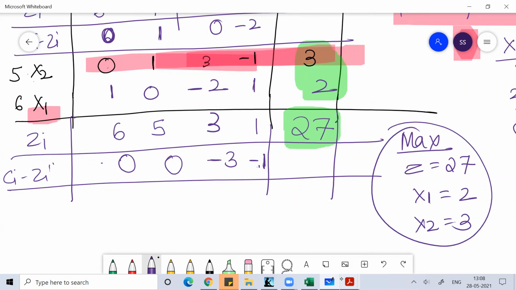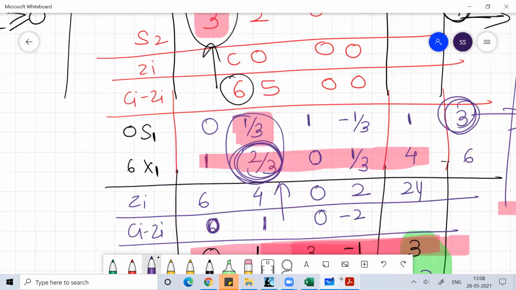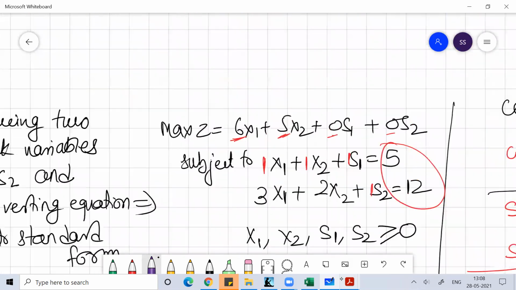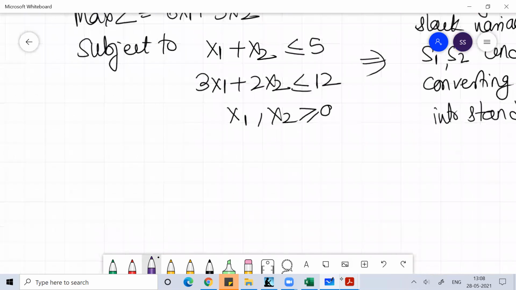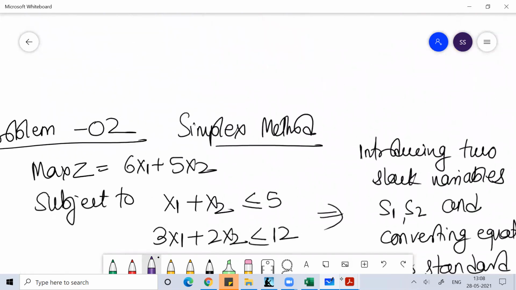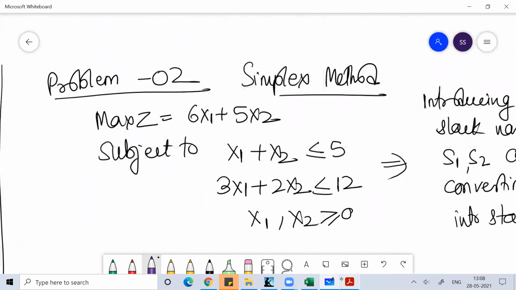The same solution you would have got if you solved this problem by the graphical method. So either you solve it by the simplex method, or by the iteration table mechanism, or by the algebraic method, or by the graphical method, or by using the Solver option in MS Excel. In every way, you will get the same answer. So I hope you understood this.